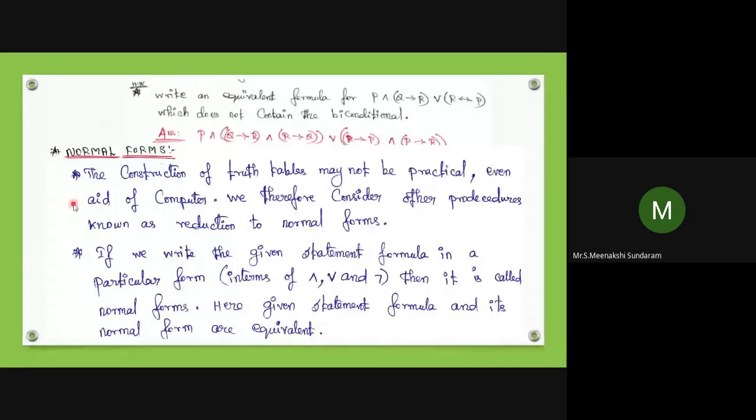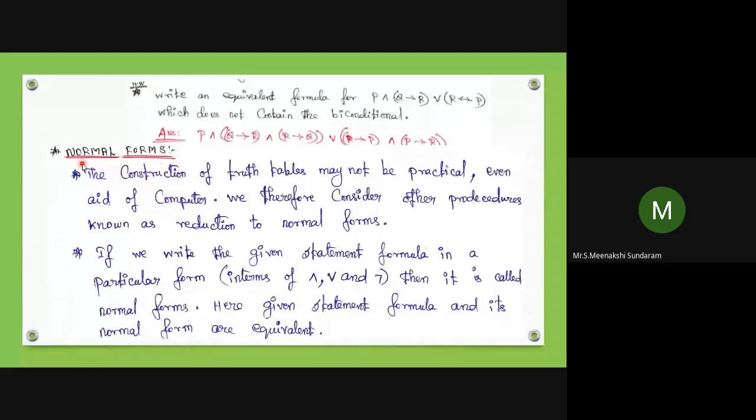Next, a very important topic: normal forms. We can expect one 8-mark question from PDNF and PCNF, principal disjunctive normal form and principal conjunctive normal form. So that's why I am using normal forms here. What is a normal form? The construction of truth tables may not be practical, and every time we cannot write a truth table, even with the aid of computers.